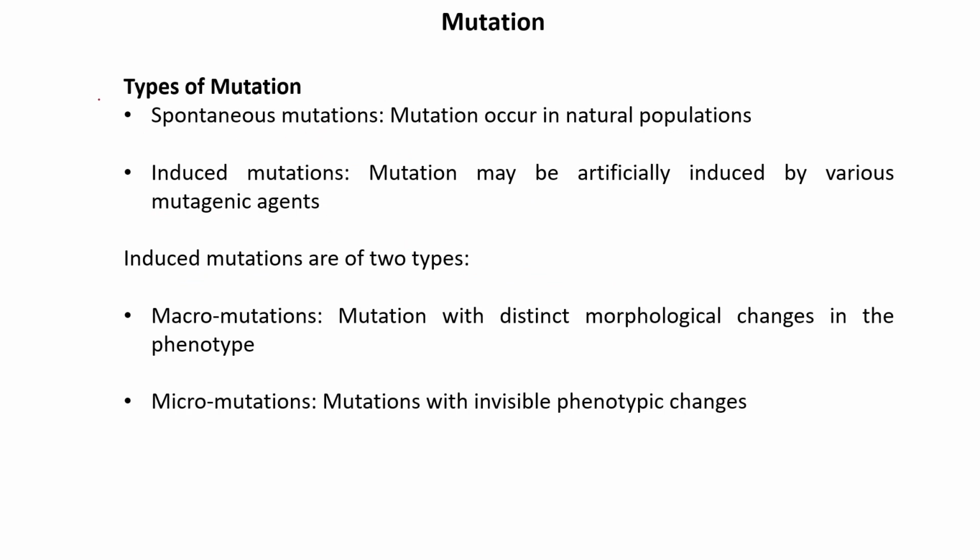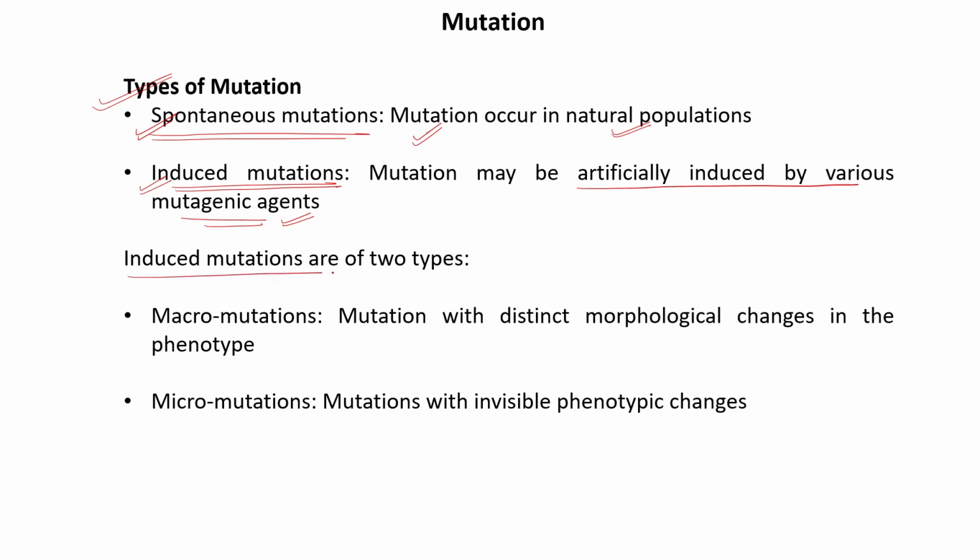Now there are types of mutation. We have different types of mutation. The first one is the spontaneous mutation. Mutation occurs in the natural population. In nature also there is mutation. Okay. So when mutation occurs naturally, then this is called spontaneous mutation. But when mutation is artificially induced by various mutagenic agents by man, then it is called induced mutation.